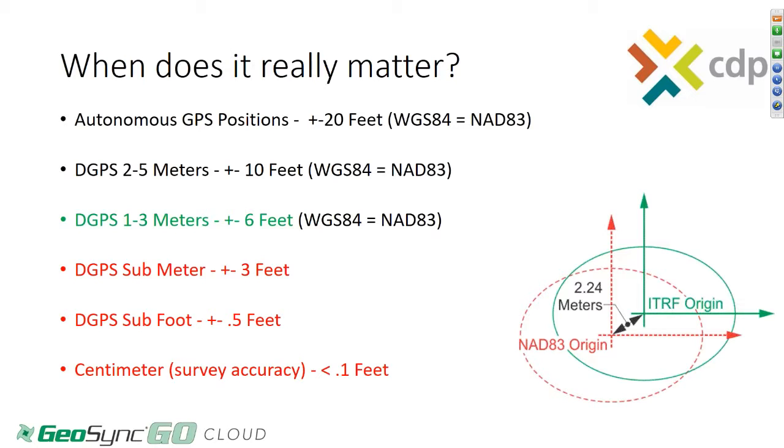Certainly today, we can use technology to capture information that is sub-meter, less than 3 feet, or even sub-foot, or now centimeter, which is survey accuracy, less than 1/10 of a foot. Now we have to really concern ourselves with what datum coordinate system we are working in, because if the difference in those coordinate systems is 3 feet, that becomes a big deal. If I'm trying to map sub-foot and I'm in the wrong coordinate system, all of a sudden I can introduce errors on the order of 3 to 4 feet, depending on where I am in the United States.